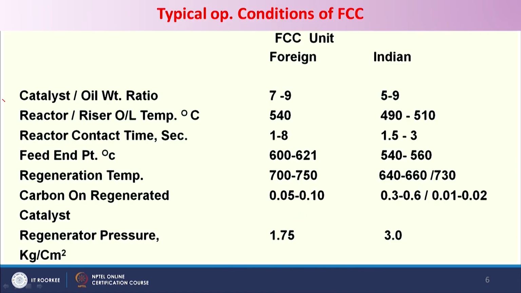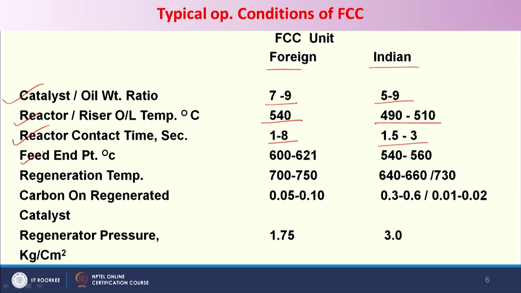So, we will see catalyst to oil ratio. There are Indian and foreign FCC units. Typical properties are shown here, that is catalyst to oil ratio 7 to 9 for foreign unit and 5 to 9 for Indian unit. Reactor riser temperature, that is 540 and this is 490 to 510. Reactor contact time, that is also very important, that is 1 to 8 seconds, here 1.5 to 3 seconds.